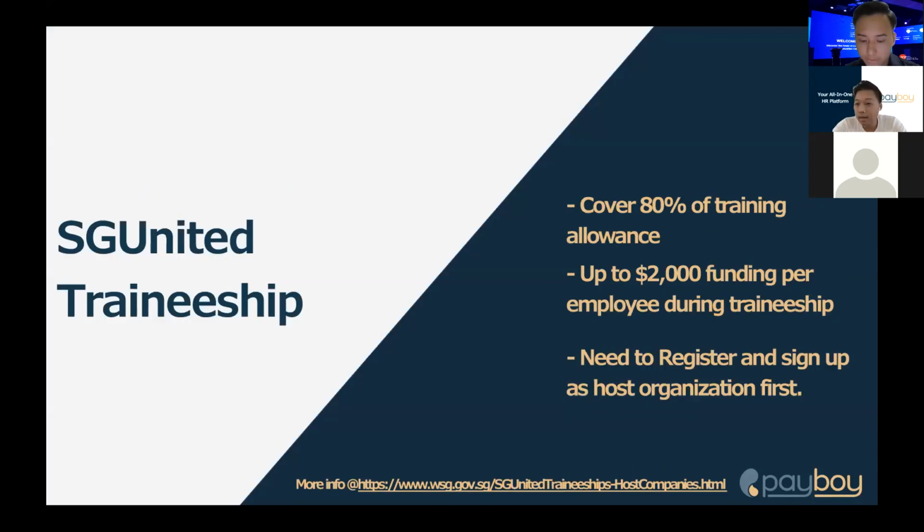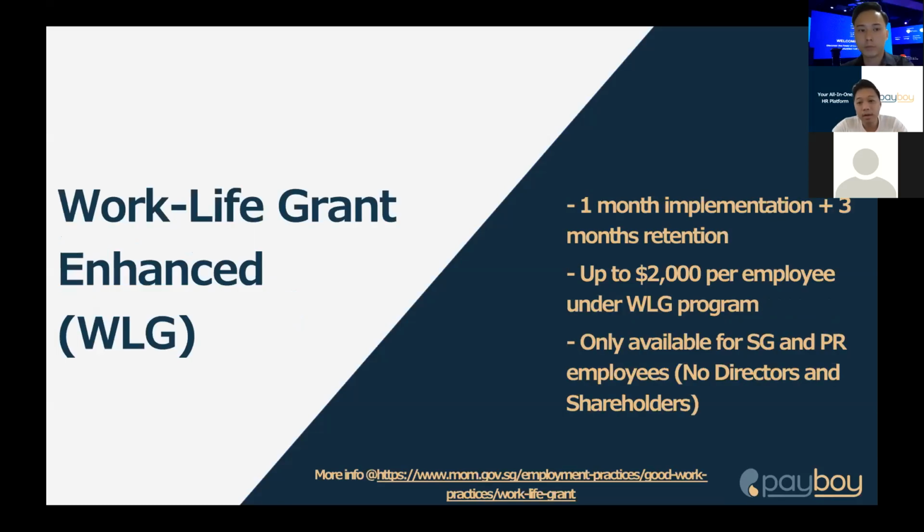And then last but not least, since most of us are working from home right now due to phase 2 of the circuit breaker, I would encourage all companies that are able to go for this Work-Life Grant, the enhanced one. This one is 1 month of implementation and 3 months of retention. So basically, just 4 months, and you get $2,000 reimbursement by the Work-Life Grant program. A side note, this is only for SG and PR employees, and the employees cannot be directors and shareholders of the company.